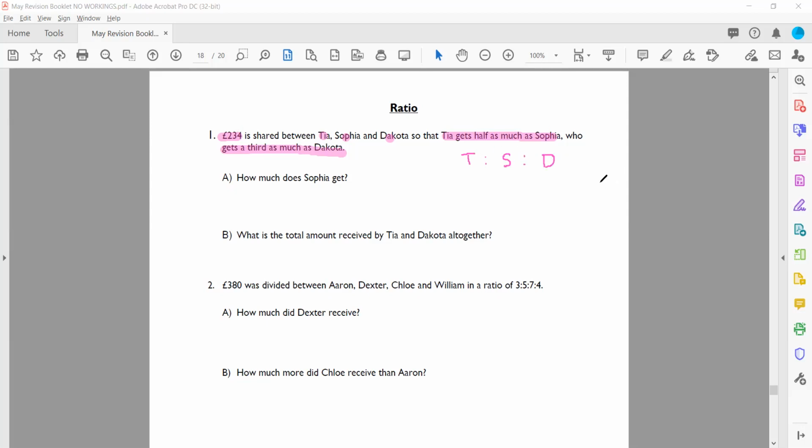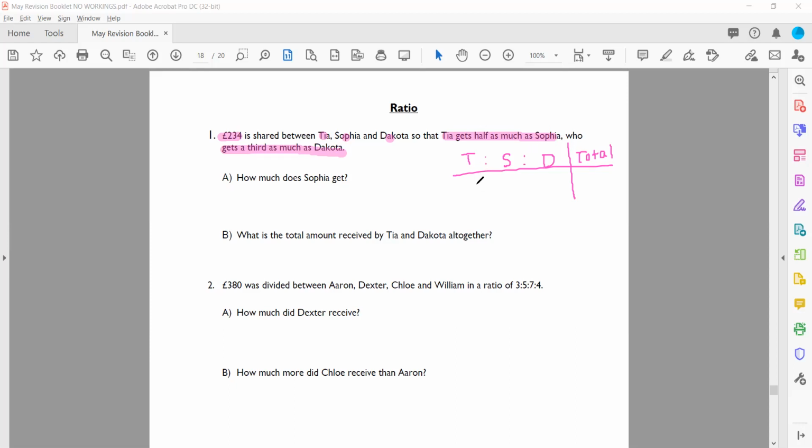I also have the total amount of money. So I'm going to put that over here as well. So my total amount of money. So Tia gets half as much as Sophia, who gets a third as much as Dakota. So we need to establish who gets the least amount of money. Well, Tia gets less than Sophia, and Sophia gets less than Dakota.